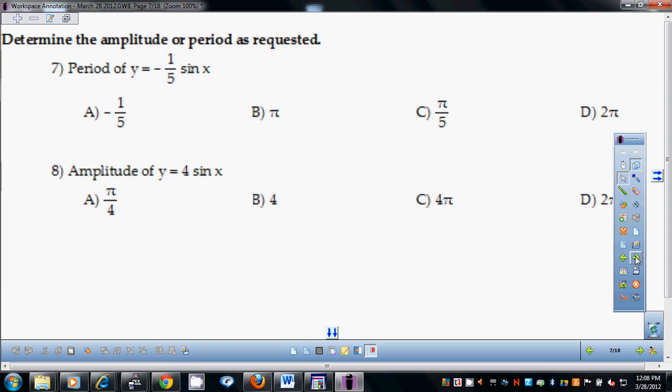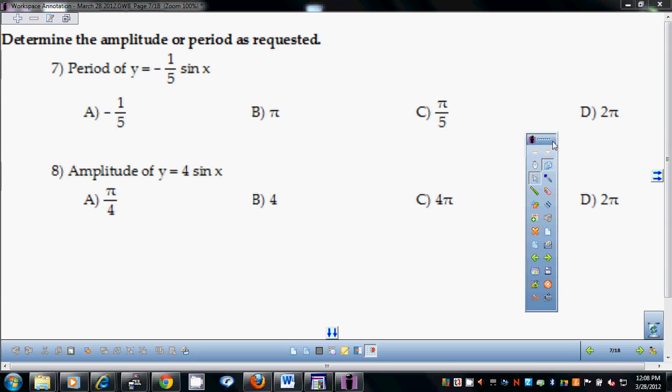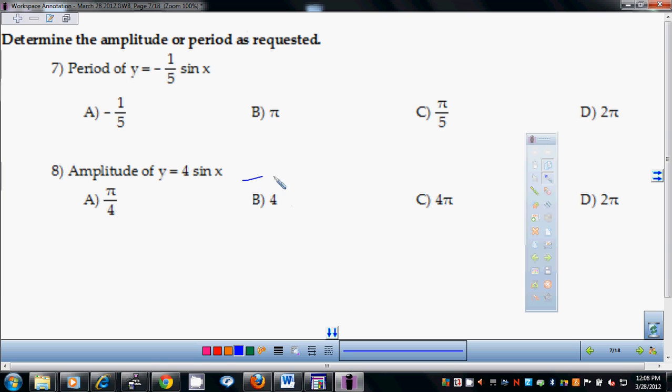Okay, anyway. Name the amplitude or period as requested. I just did a twofer in this slide. We just switched, so you didn't miss anything. This was the first question that the last class had a lot of questions about. Well, I'll tell you. First, let's do the amplitude. Tyler, what do you think the amplitude of number 8 is? Yes. 4. You're correct. It's just the number in the front.